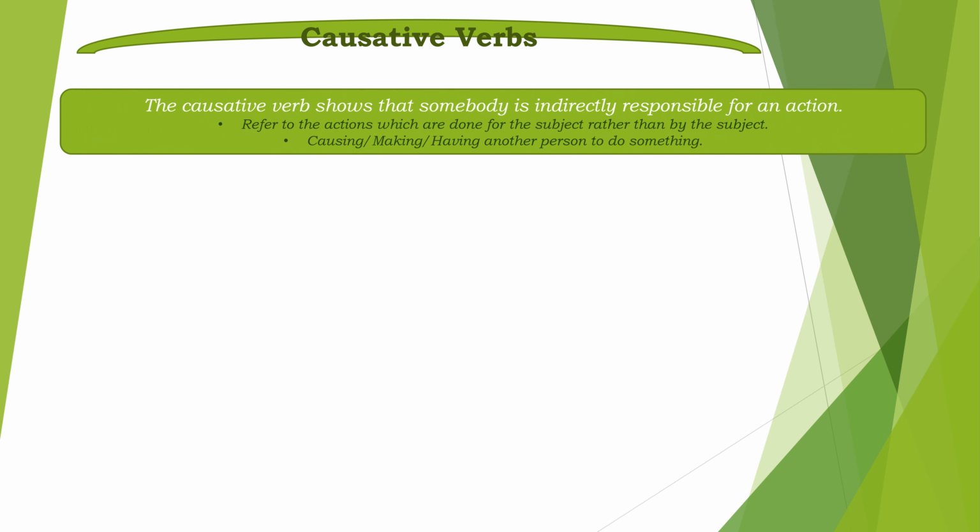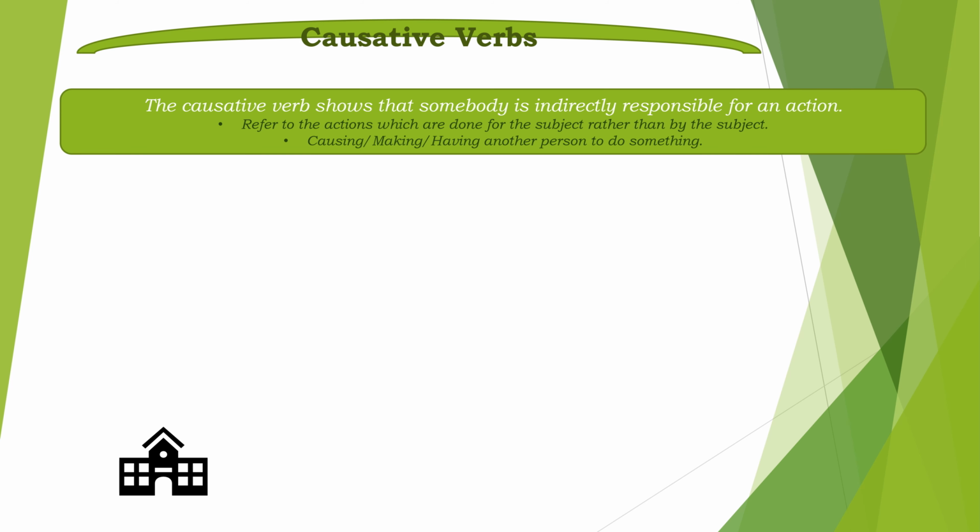Let's have a look at the definition of the causative verb. The causative verb shows that somebody is indirectly responsible for an action. It refers to actions which are done for the subject rather than by the subject. Causative verbs cause, make, or have another person do something or do an action. Let's have a look at an example to prove these definitions.